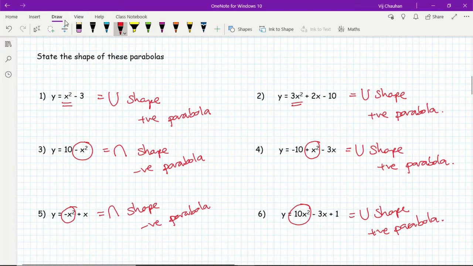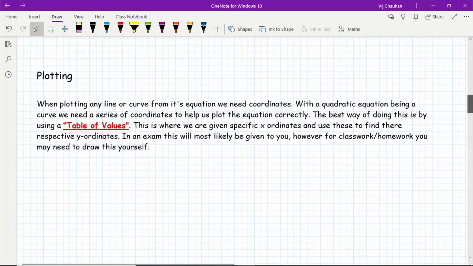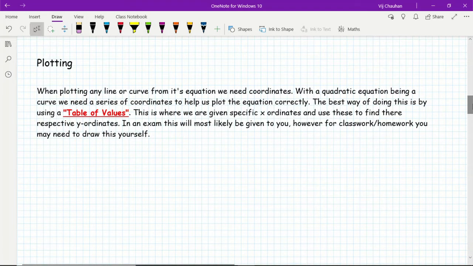So let's have a look at the next section. The next thing we come across is plotting. When plotting any line or curve from its equation, we need coordinates. With a quadratic equation being a curve, we need a series of coordinates to help us plot the equation correctly. If you imagine a straight line, then the minimum number of coordinates is going to be 2.